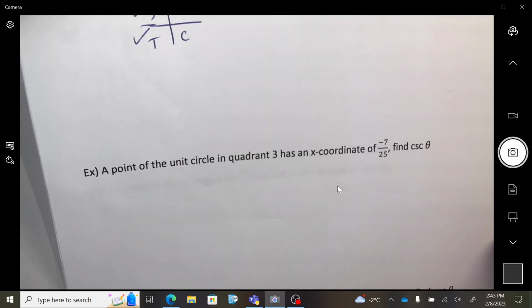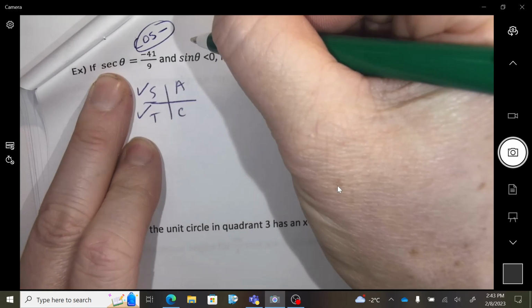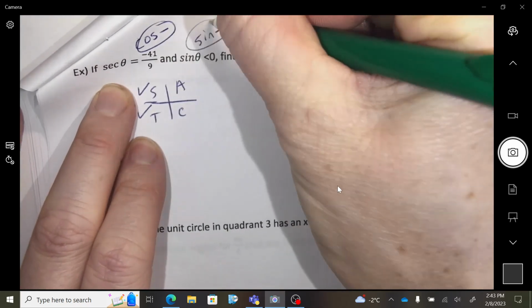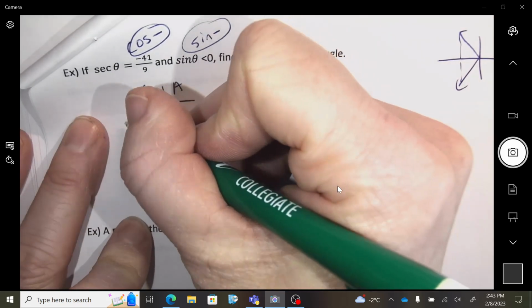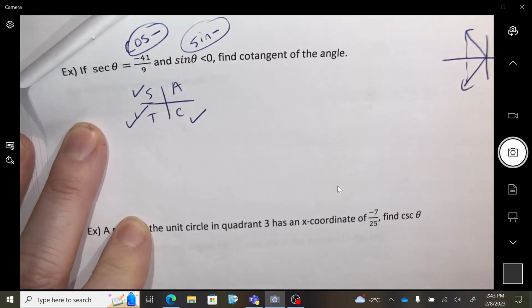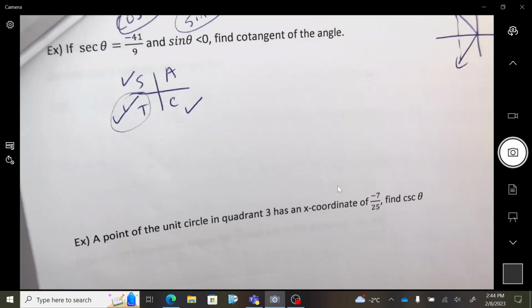Okay, now what does this symbol mean? Less than 0. So where is sine negative? Bottoms. So now it's the third one. It's the third quadrant.